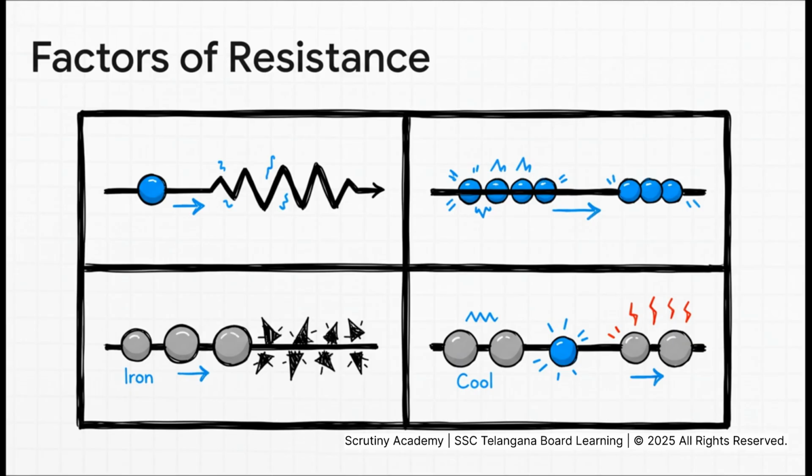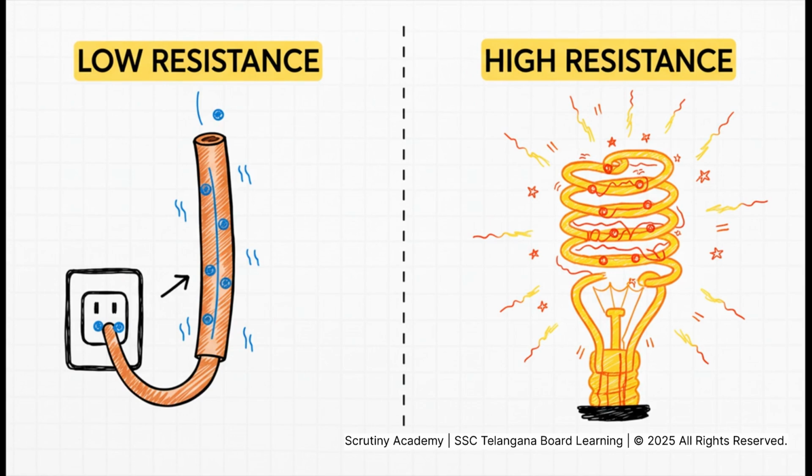Third, the material itself. Copper, for instance, just naturally lets electrons flow more easily than iron does. And finally, there's temperature. For most metals, when they get hotter, their atoms vibrate more wildly, getting in the way and bumping up the resistance. And understanding this is exactly why we choose certain materials for certain jobs.